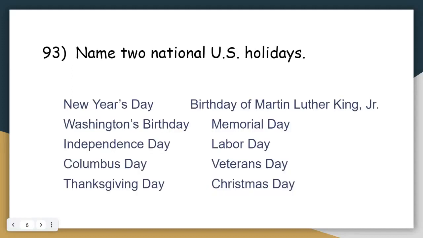93, name 2 U.S. national holidays, and you have a list here from which to choose. Our national holidays include New Year's Day, Washington's birthday, Independence Day, Columbus Day, Thanksgiving Day, MLK Day, Memorial Day, Labor Day, Veterans Day, and Christmas Day. These are days that U.S. federal employees receive off. You may notice you don't get any mail those days. There has been recent talk about replacing one or more with some new holidays. And by new, I mean different. They're not really new holidays.